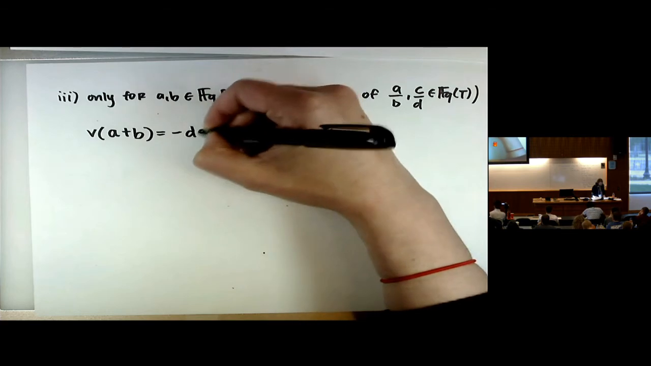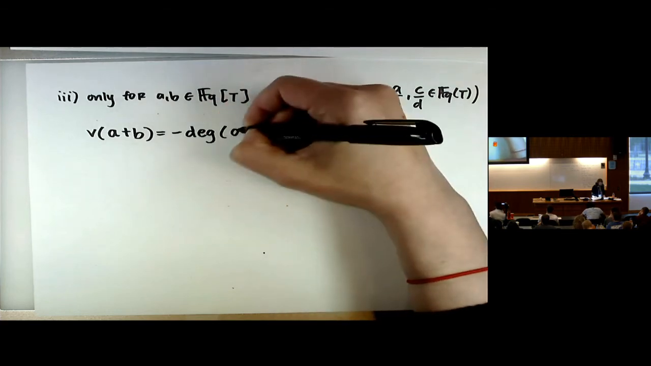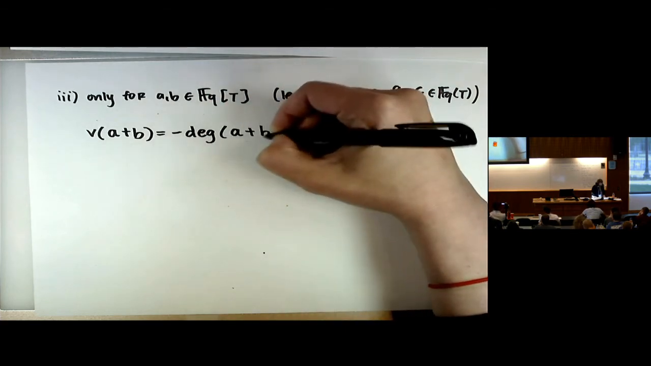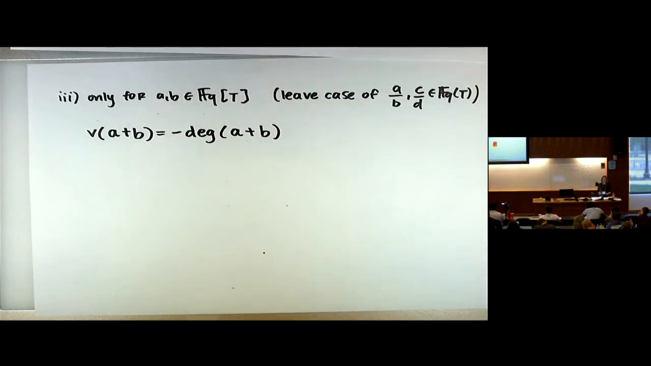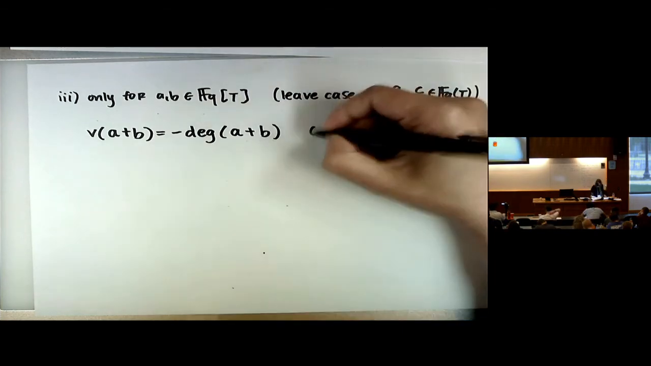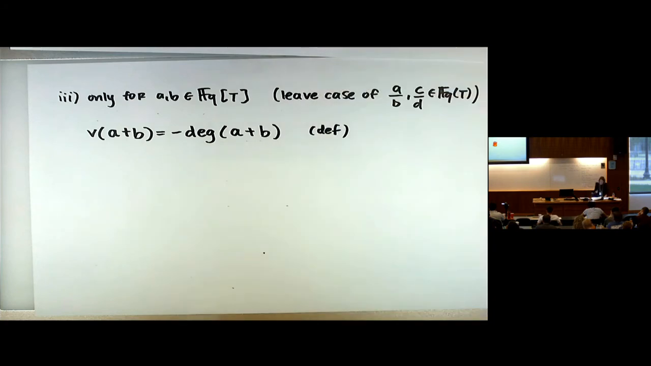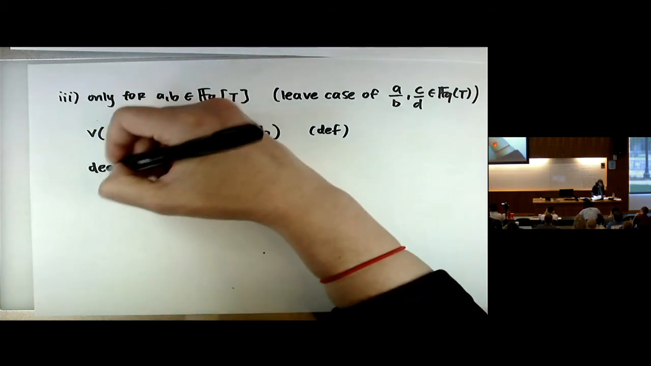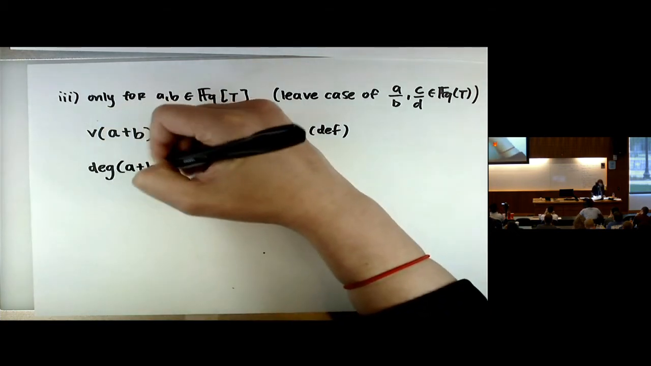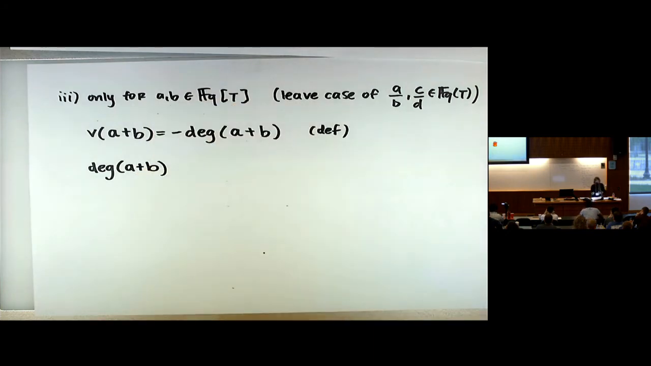minus the degree of A plus B, right? So that's my definition. And then, okay, this minus is just going to mess me up, so I'm going to ignore it for a second. I'm just going to start over here with the degree of A plus B so we can talk about something that makes sense.